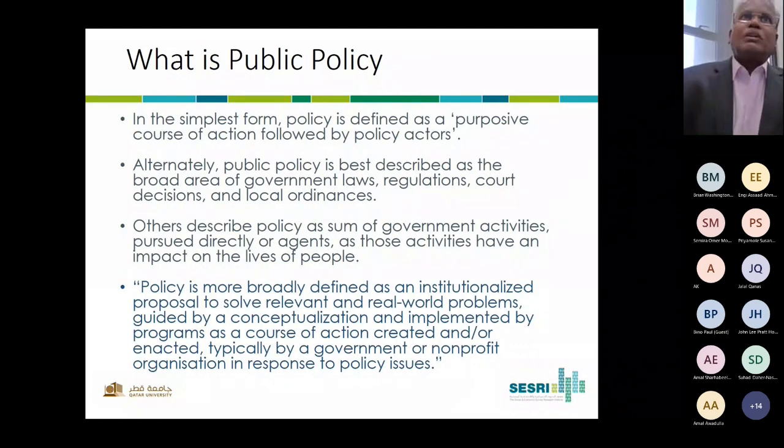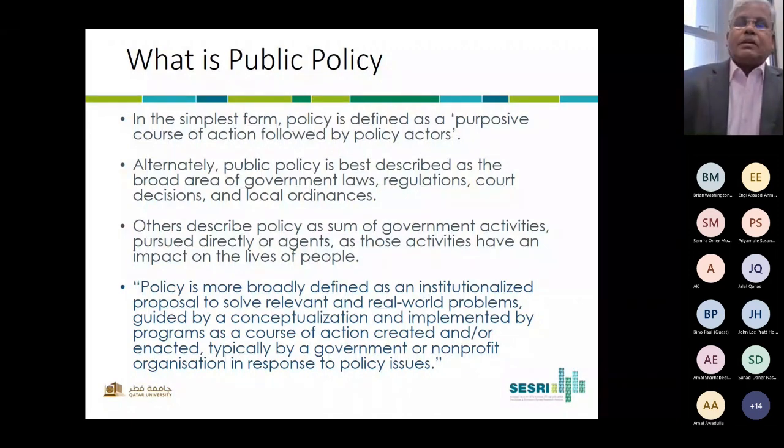For the first, conceptually, what is public policy? In the simplest form, policy is defined as a purposeful course of action followed by policy actors. This is a very simple form of the definition of policy. However, alternatively, public policy, broadly government policy, is best described as the broad area of government laws, regulation, and court decisions, and local laws, including ordinances. Others describe policy as a sum of government activities, actions pursued directly or indirectly, as those activities have an impact on the lives of the people.